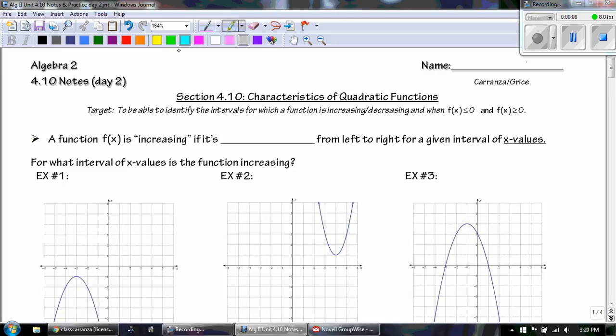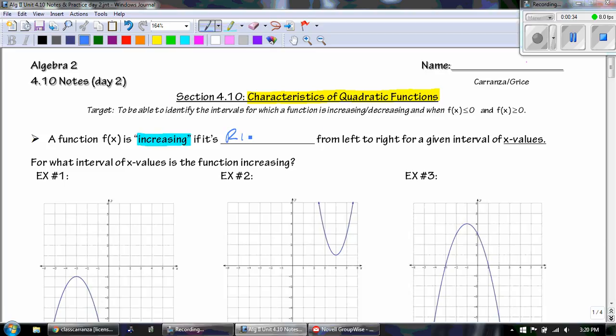Today we are continuing our discussion on characteristics of quadratic equations. Our learning target today is to be able to identify the intervals for which a function is increasing, decreasing, and when f of x is less than or equal to 0, and f of x is greater than or equal to 0.